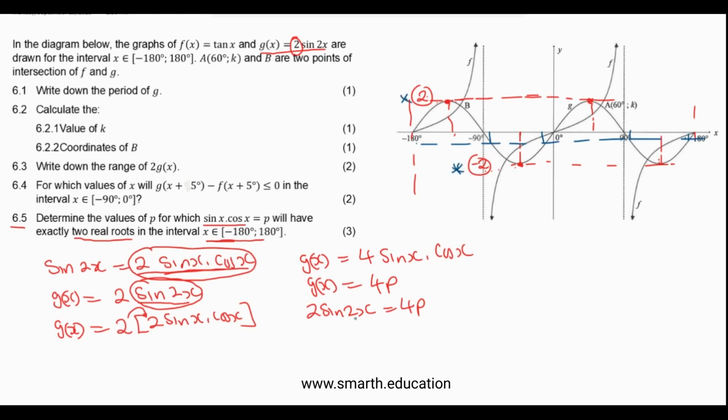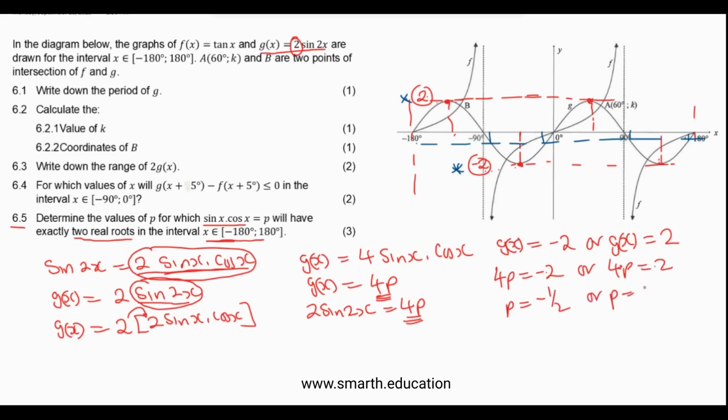So meaning that g(x) should be equal to -2 or where g(x) is equal to 2. And remember we said g(x) is equal to 4p. So it's saying where 4p is equal to -2 or where 4p is equal to 2. Then p is equal to -2 divided by 4, that's -1/2. Or p is equal to 2 divided by 4, that will be 1/2. So these are the values of p for which sin x cos x is equal to p will have exactly 2 real roots.